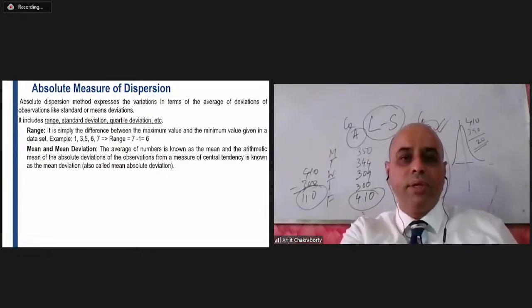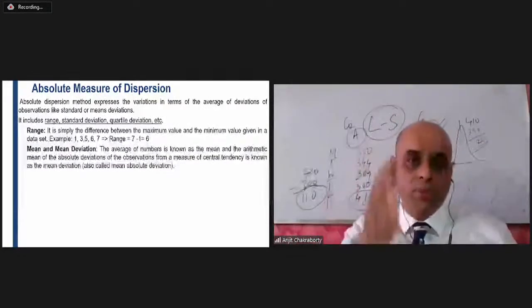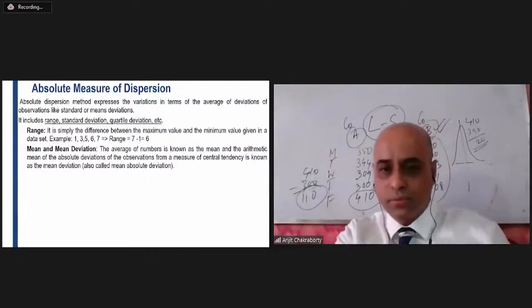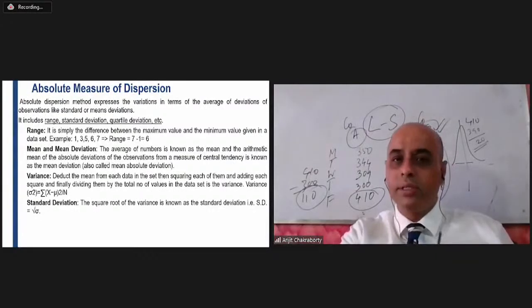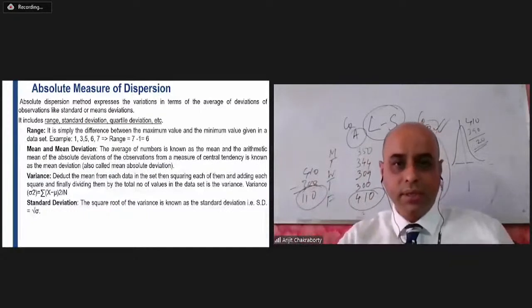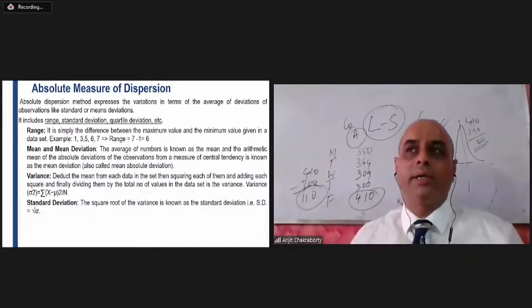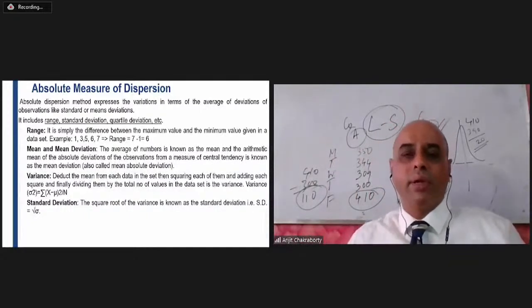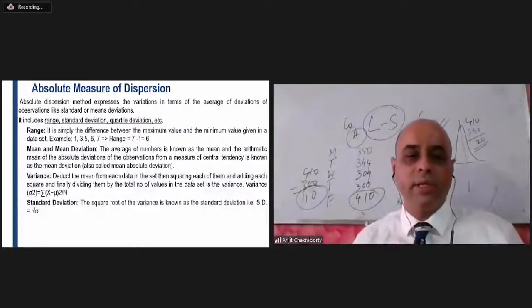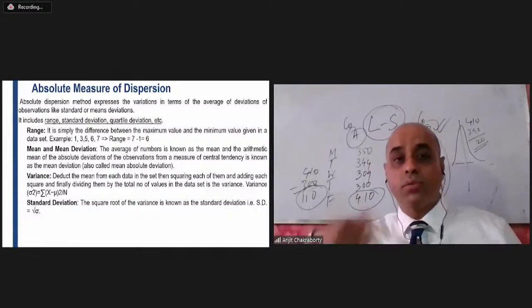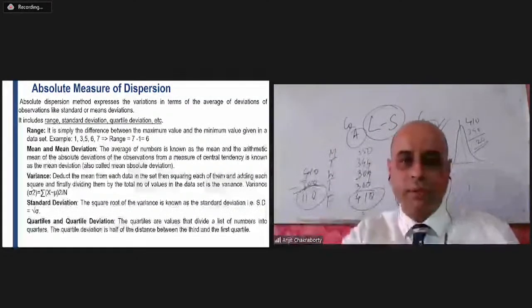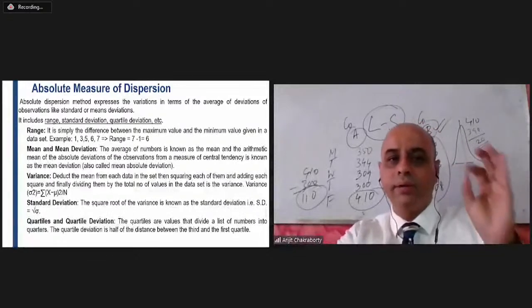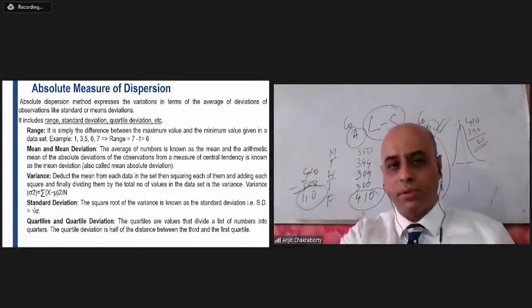So mean deviation means the deviation from the average, from the mean. We will do it through an example. Variance, we will take up on the next day. Please remember that variance is the square of the standard deviation. Just remember this for the time being, that there is a particular mathematical formula for variance. We will learn that. Quartiles and quartile deviation also we will take up on the next day. So primarily we are looking at range and mean deviation.